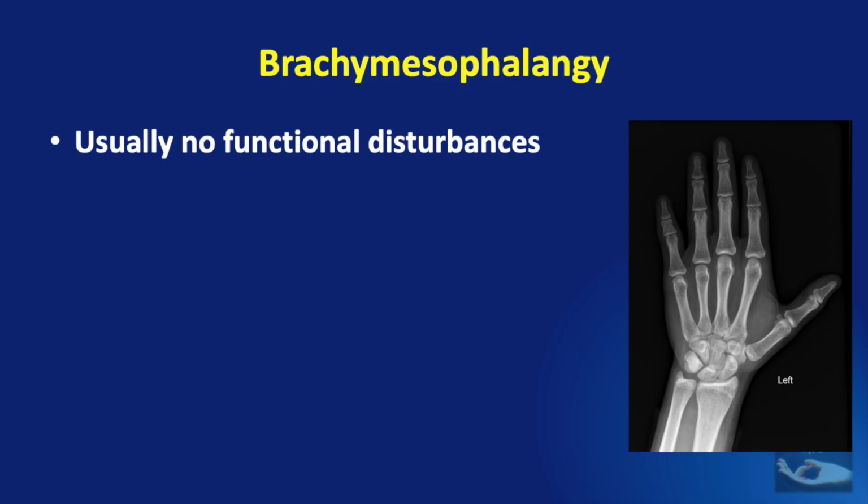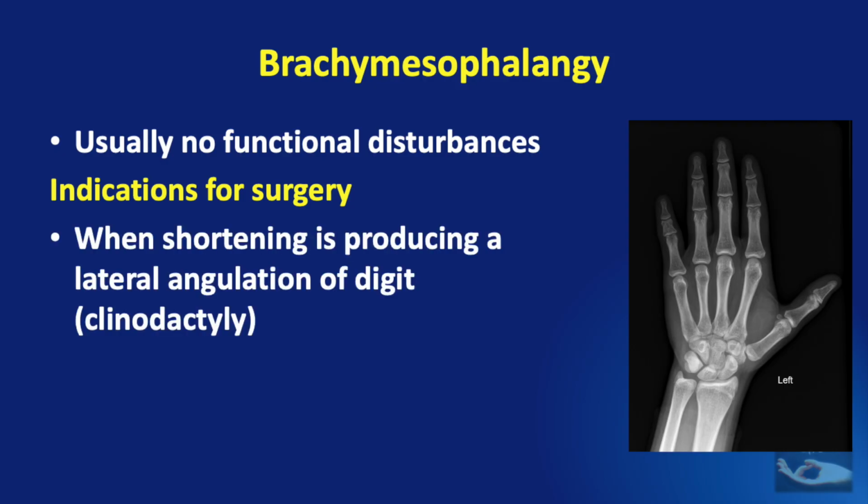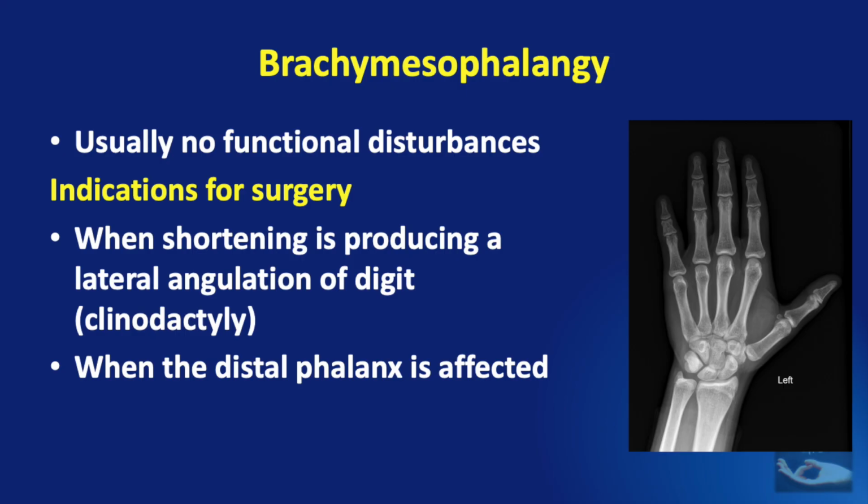Simple shortening of the middle phalanges does not give rise to functional disturbances. However, there may be two situations where surgical correction has to be considered. The first is when shortening of the digit is producing a lateral decline of the digit, that is associated with clinodactyly, and secondly, when the distal phalanx is also affected, giving an expanded, unattractive distal end of the finger or thumb with a broad nail.